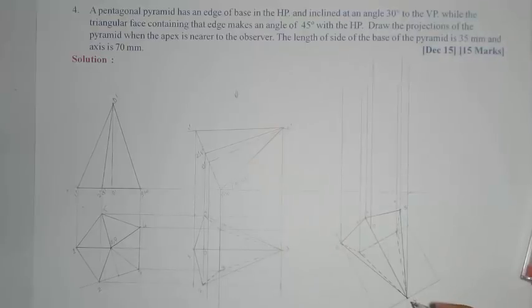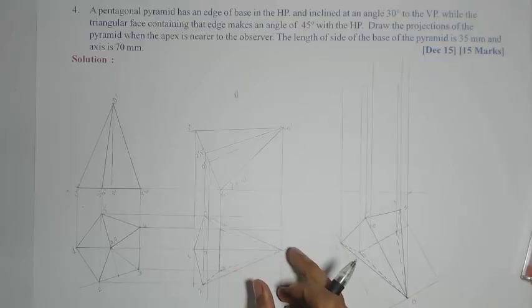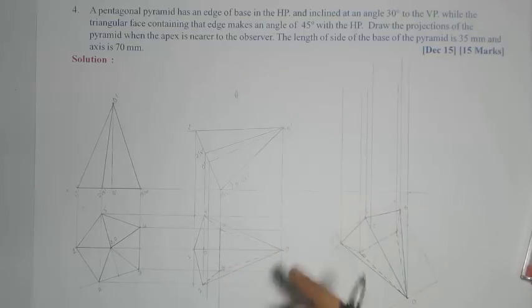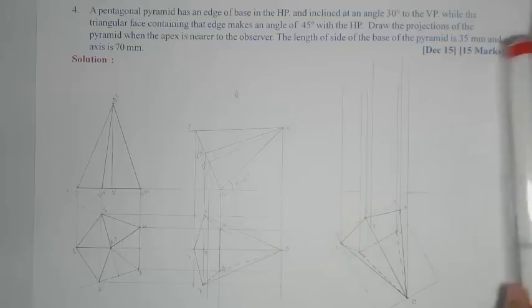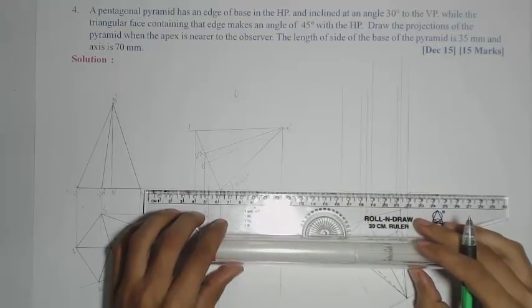Now here we are satisfying the condition that the apex should be nearer to the observer. If it is given that the apex is away from the observer, then we should tilt keeping O nearer to the XY line. So now we'll finish the final view.